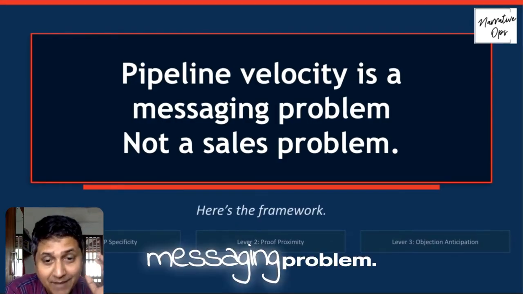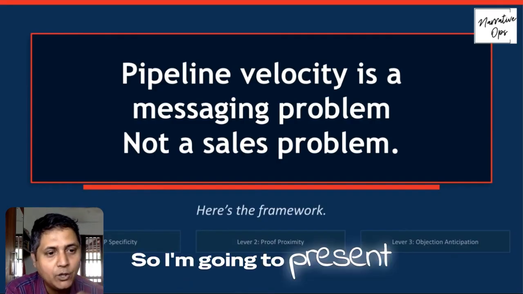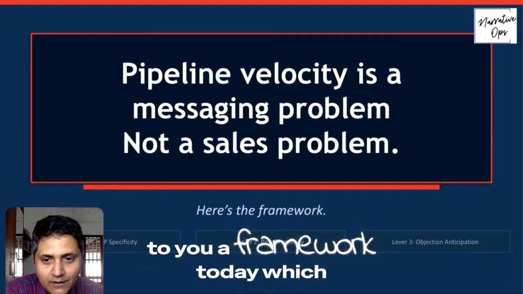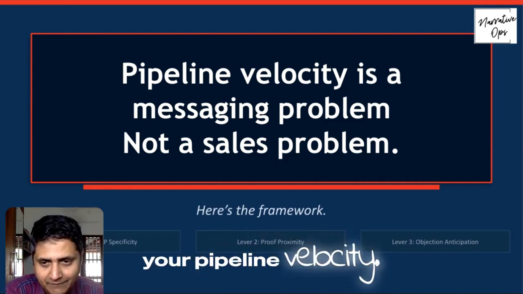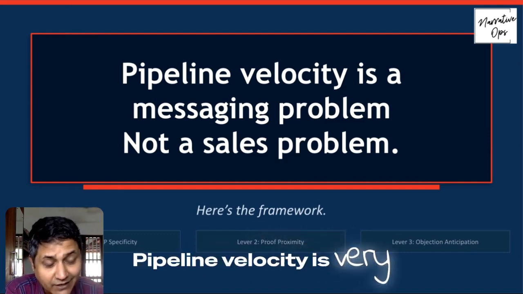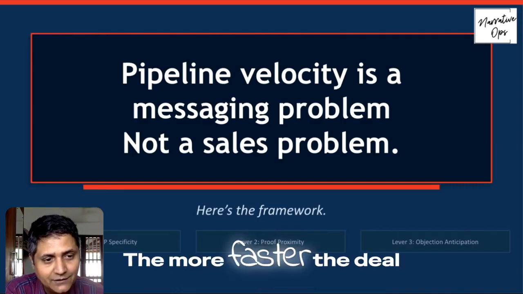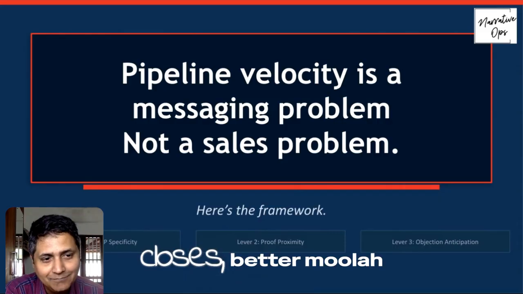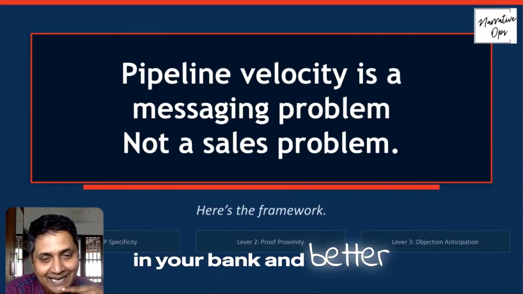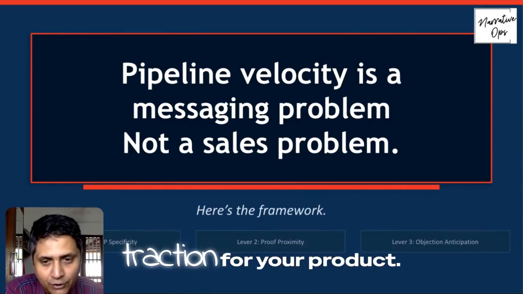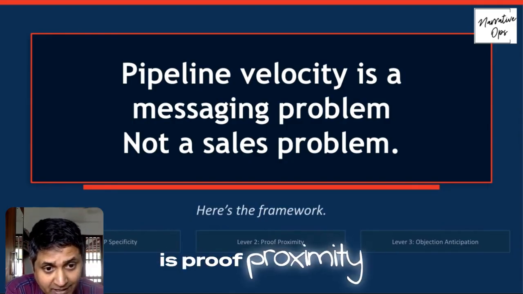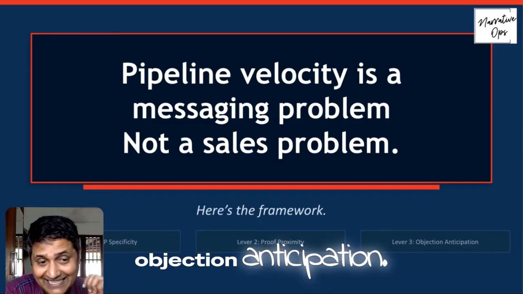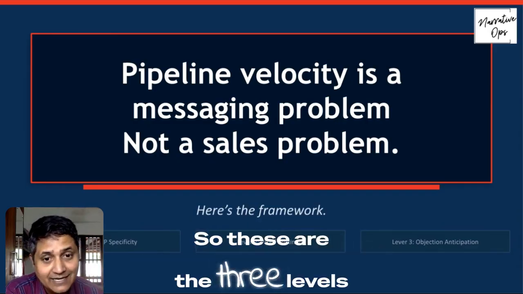It's a messaging problem. So I'm going to present to you a framework today, which will have 3 levers, which you can leverage to improve your pipeline velocity. Pipeline velocity is very critical for SaaS companies. The faster the deal closes, the more money in your bank and the better traction for your product. So level 1 is ICP specificity, level 2 is proof proximity, and level 3 is objection anticipation. These are the 3 levels which we'll talk about.